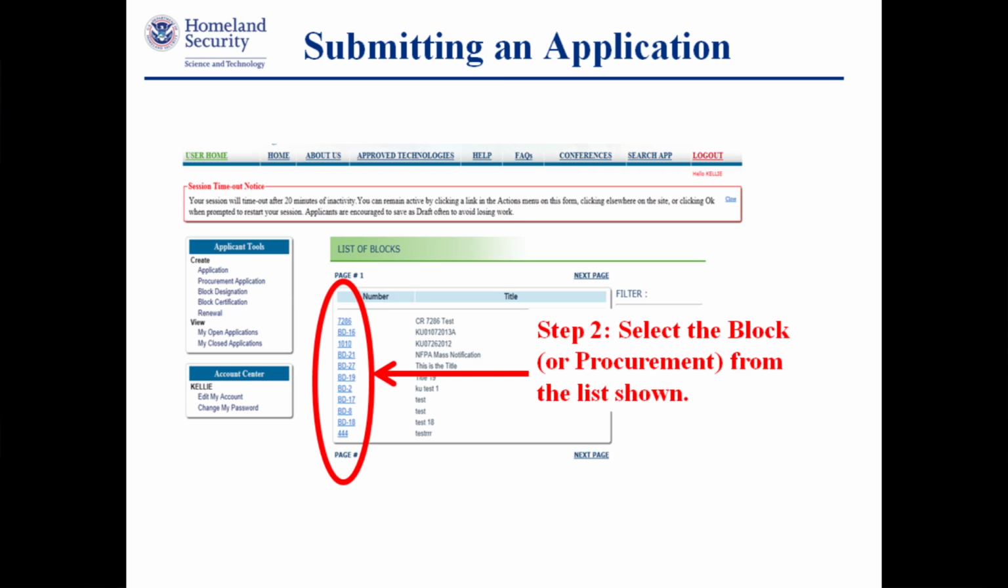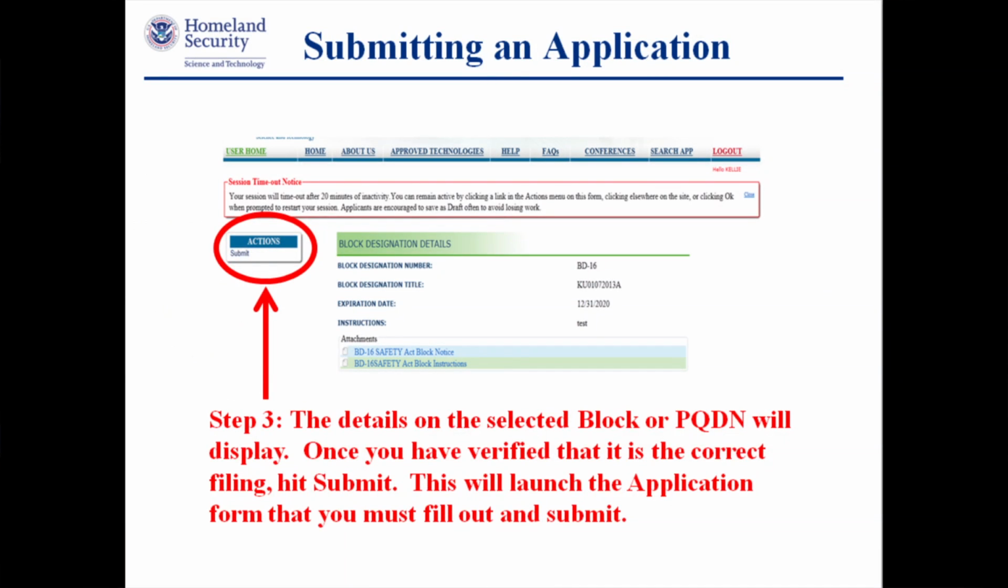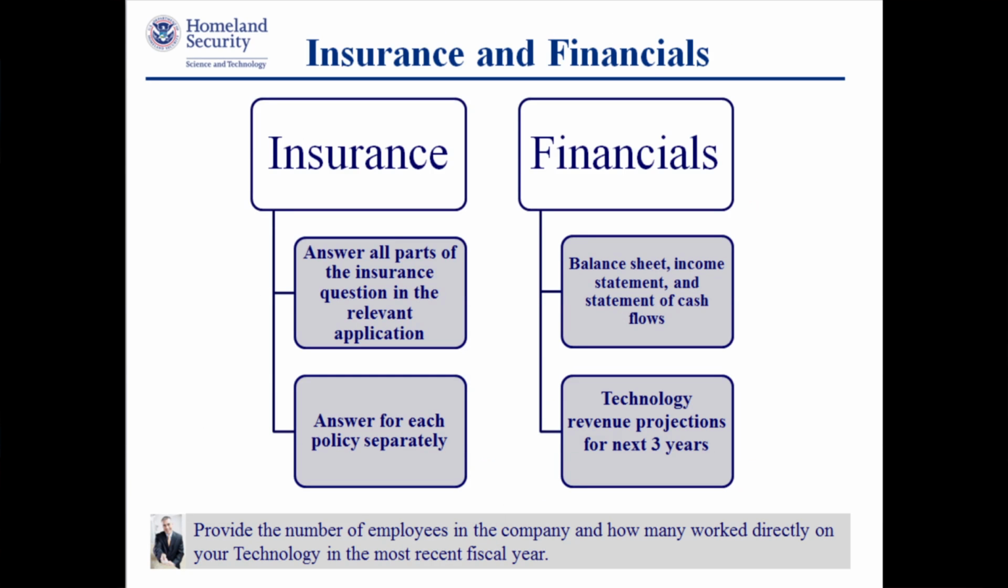We are going to be talking about insurance and financials next, if we can flip to the next slide. On the slide there you see the list of blocks and then the lists of where you file. But one of the main issues we have with the block designation is not providing the requested insurance and financial information. That's sort of the biggest logjam in our streamlined processes. And no matter which block or PQDN you are applying against, you need to supply insurance and financial information.